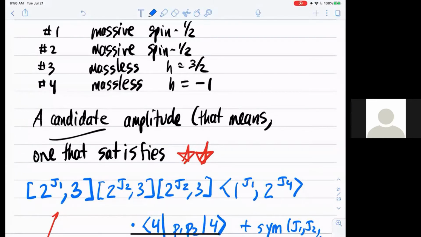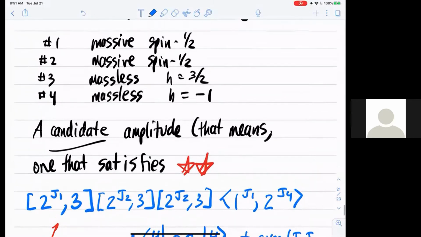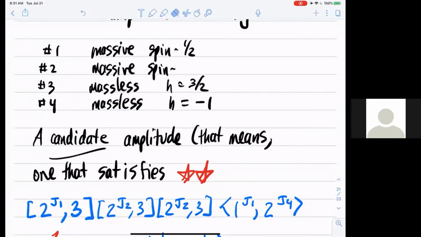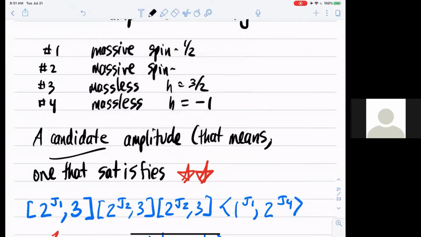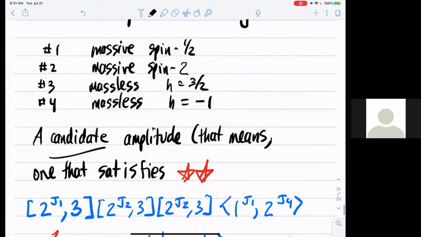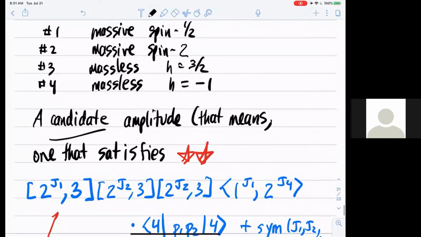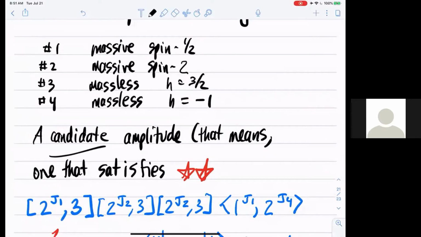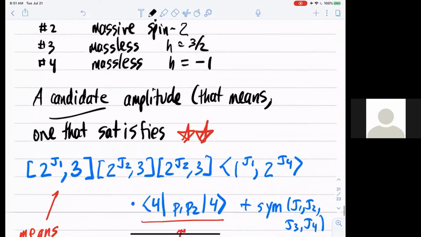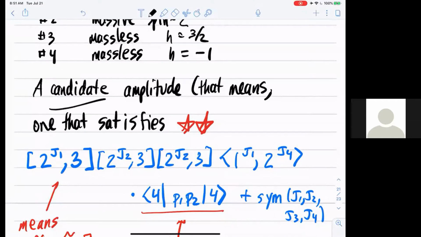And I'm sorry. See, again, I've done, what on earth am I doing? There's a typo here. See, the good news is we would have uncovered the typo just by looking at the amplitude. Okay. Particle number two should have been massive spin two. I apologize for that. All right. Let's look at this expression here. So particle one is a massive spin a half particle. That means this thing should be a fully anti-symmetric tensor with one index. Okay, so there's nothing to symmetrize.